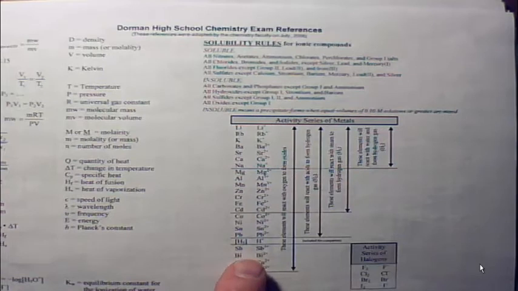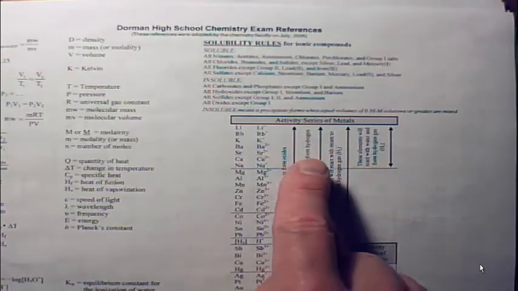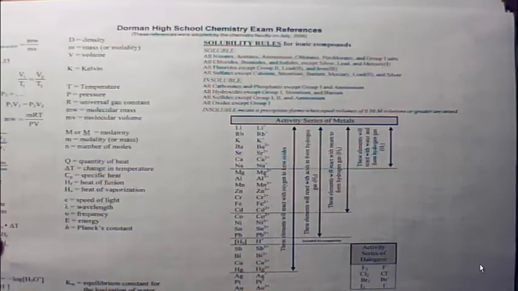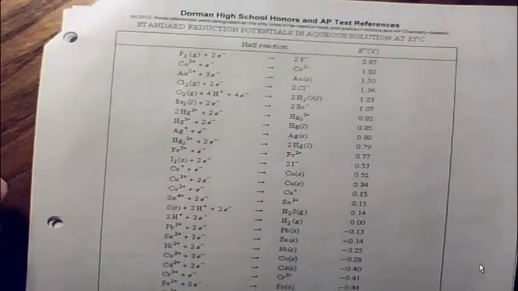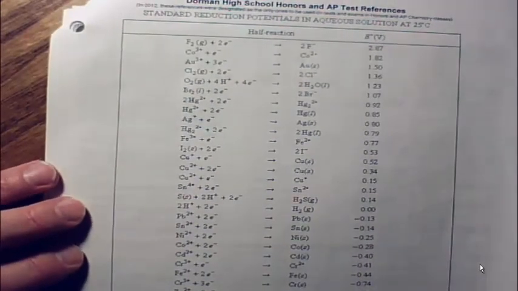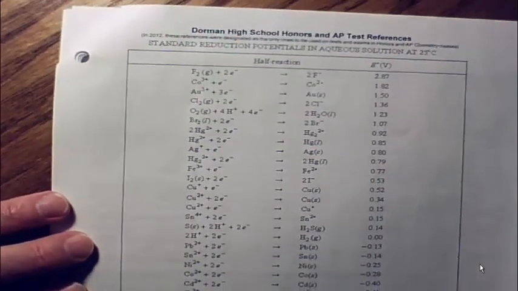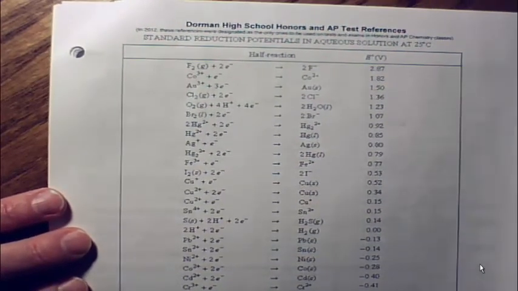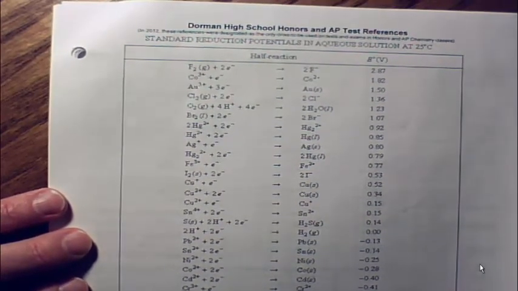Now, the activity series of metals you need to know, and it's not a reference you're going to have on the test. However, the activity series of metals can be inferred using a different reference. And I'm going to show you how to do this. We'll practice with this probably a little bit tomorrow once I find it. You can infer the activity series of metals and halogens from this standard reduction potential chart. Okay? Standard reduction potentials.